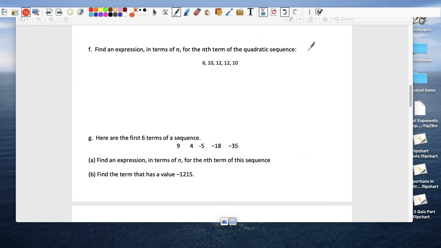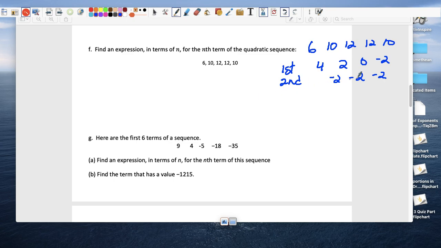Alright, let me write this down. 6, 10, 12, 12, 10. 6 to go to 10 is 4, 10 to 12 is 2, 12 to 12 is 0, and 12 to get to 10, subtract 2. The difference, 4 to 2 is negative 2, 2 to get to 0 is negative 2, and 0 to get to negative 2, you subtract 2.